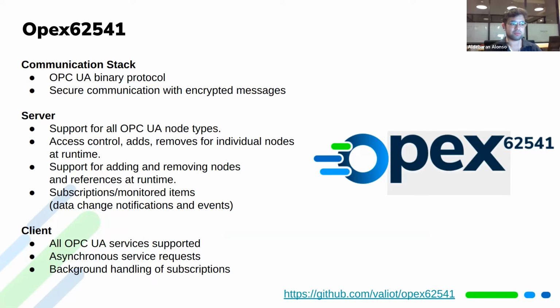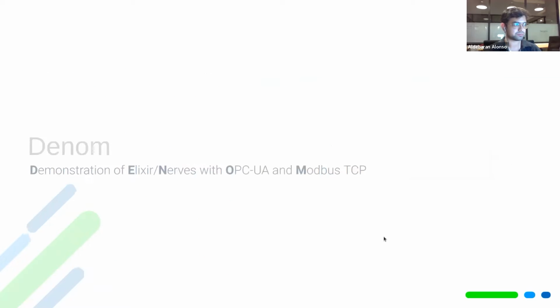This is also an open source library. It has the following features. We have OPC UA server and client. We have the monitored items. We have the way of modeling the data, and also we have the secure communication for encrypting the messages. So yeah, we are going to talk about the demo right now.